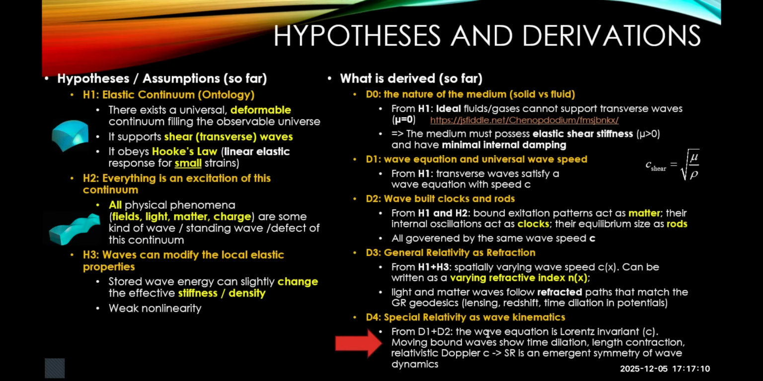And maybe I'll just mention the last one for special relativity. This is what we'll talk about today, right? So basically, from these hypotheses, on these definitions, we can then conclude that the wave equation is Lorentz invariant, that moving bound waves, so matter waves, show time dilation, length contraction, and relativistic Doppler effect. And this is what we talk about today, basically.